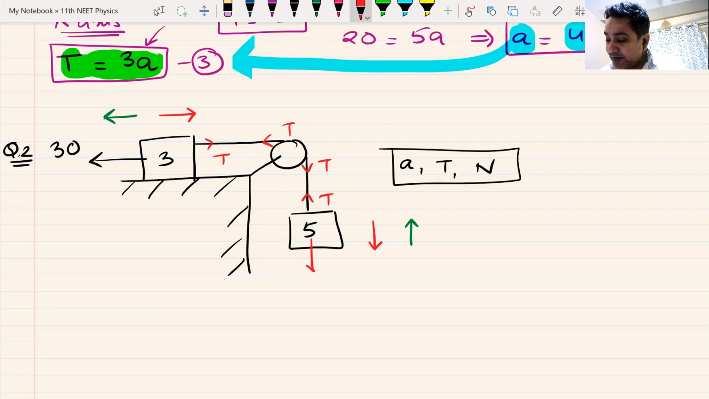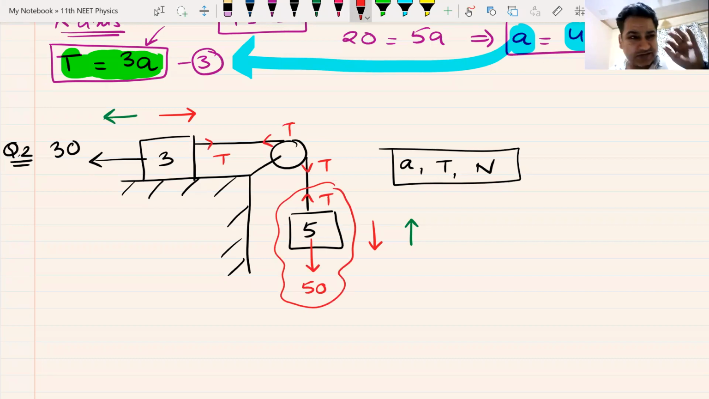Then I draw the free body diagram of 5 kg block. This is 50 newtons. This is the free body diagram of block 1. I'm not going to write the equation just now because I don't know whether it is going to go up or it is going to go down. I'll just not write the equation now.